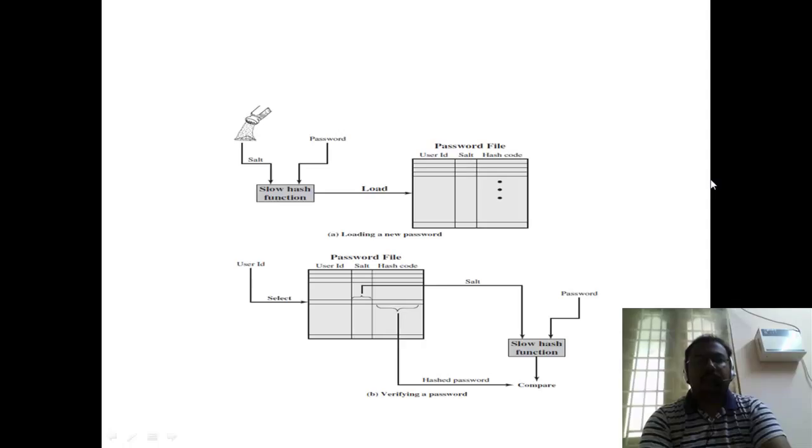So if the user enters the password, it should be added to the salt value, and it should be put into the slow hash function, and that will be compared to the hash password. If both are the same, you can allow the access to the user.